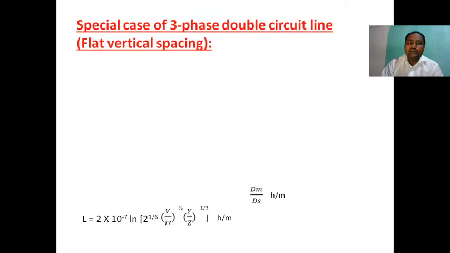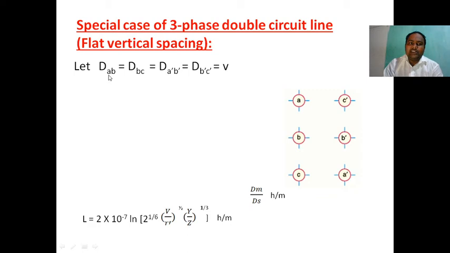Now we discuss a special case of the three-phase double circuit line, which is flat vertical spacing. Please see the diagram of flat vertical spacing carefully. Conductor A, conductor B, conductor C, A dash, B dash, C dash. In this configuration, A and A dash belong to phase A, B and B dash belong to phase B, C and C dash belong to phase C. Already we learned that one. So every phase has two conductors.